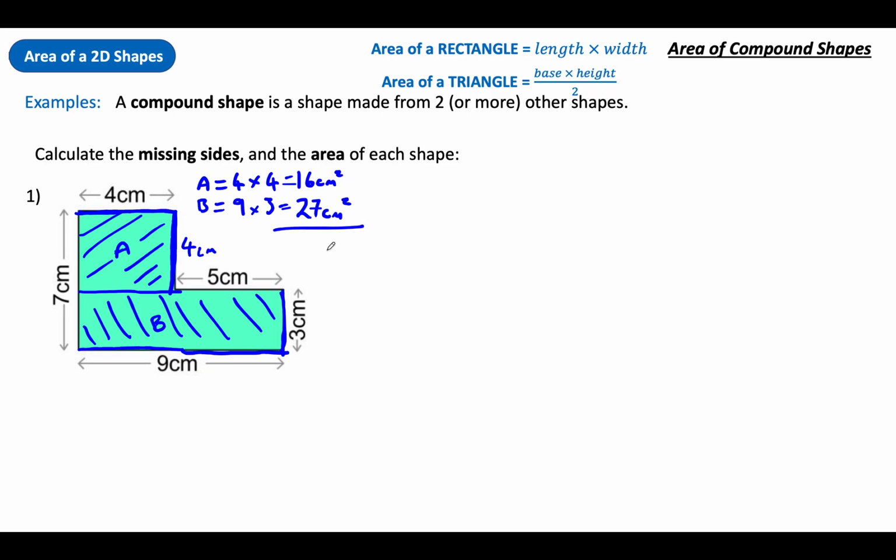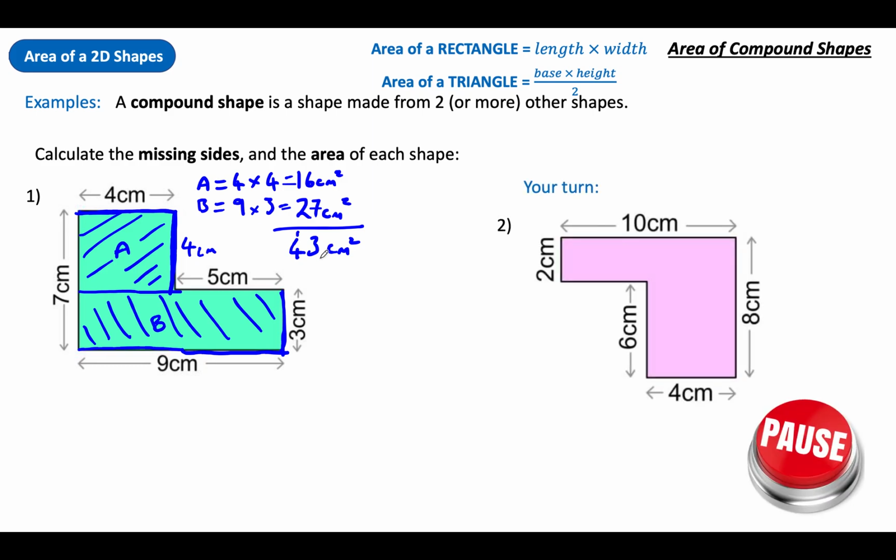And so the total area is both of those added together. 6 and 7 makes 13, so I carry the 1. 1 and 2 is 3, plus the other one makes 4. So the area of my shape is 43 centimeters squared.